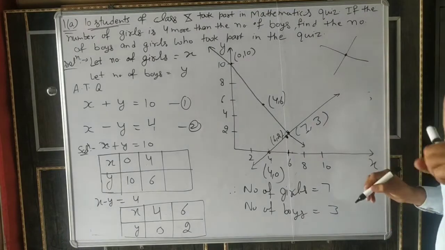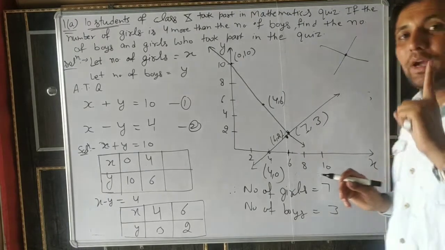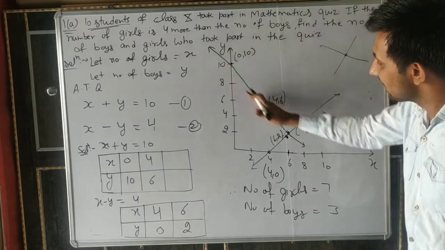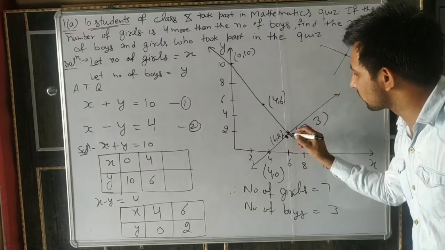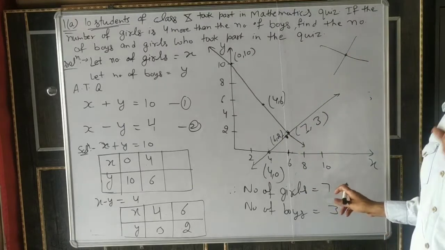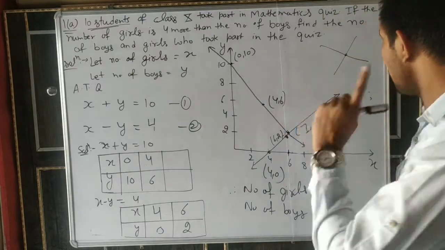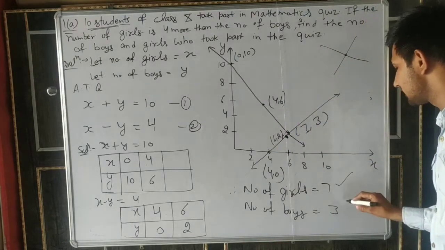Where these two lines cut each other, it is a common solution. The solution we have to find is a common solution. So when these two lines intersect each other, how many solutions? A unique solution. You can say a common solution or a unique solution. Unique solution means one solution. So the number of girls is 7 and boys is 3.